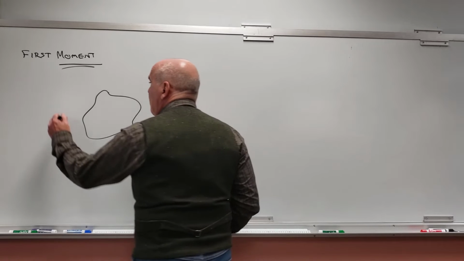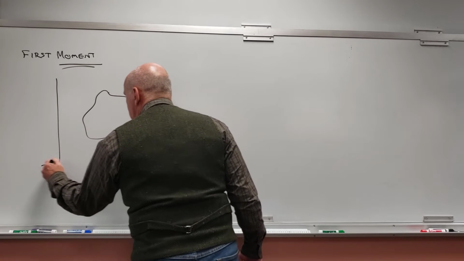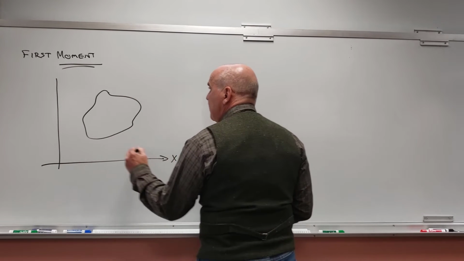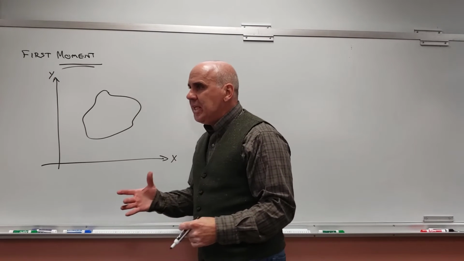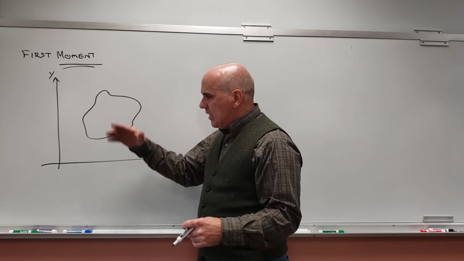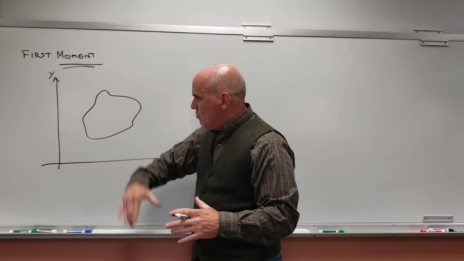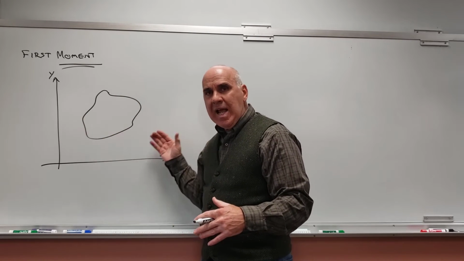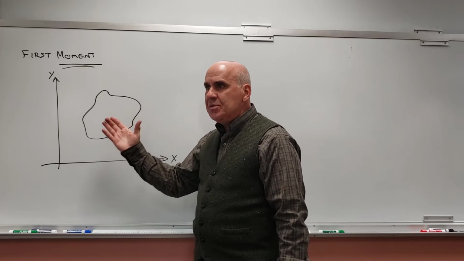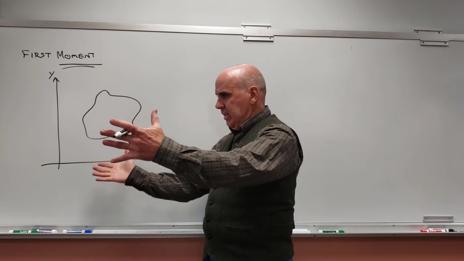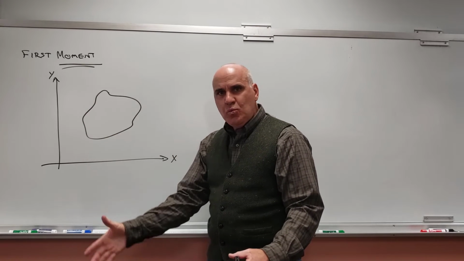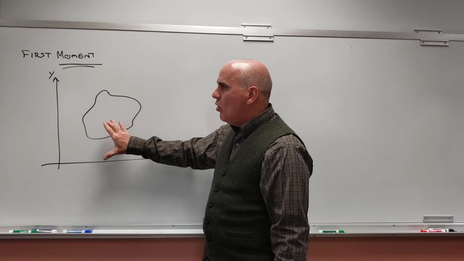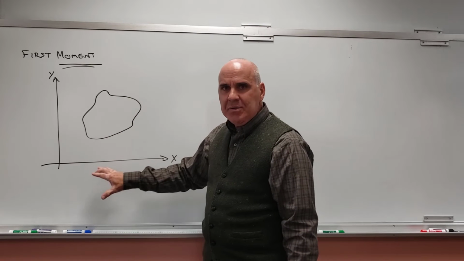But if this is the shape, and these are my axes, so here's the x-axis, and here's the y-axis, and I'm interested in how this object is going to try and move around the x-axis, let's take this and rotate it. Maybe I've got something connecting it to the x-axis that's going to swing around. In other words, what's the moment of this object around the x-axis?